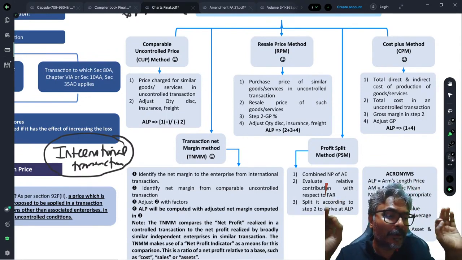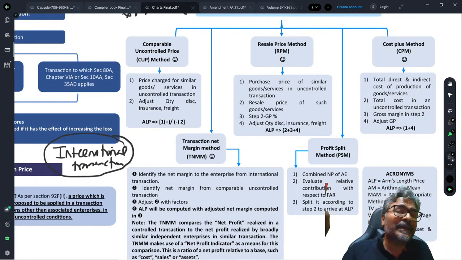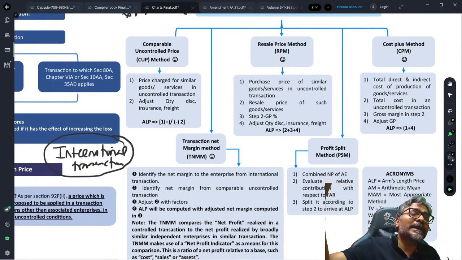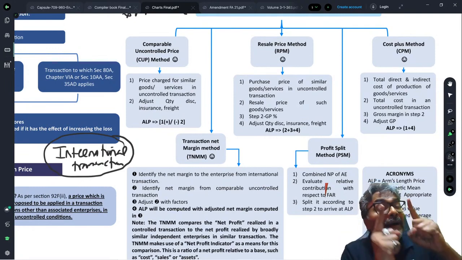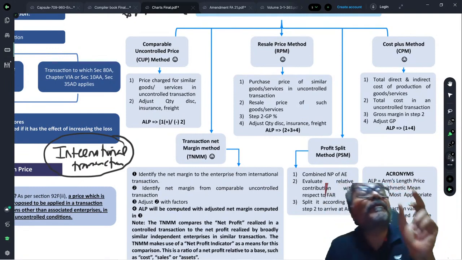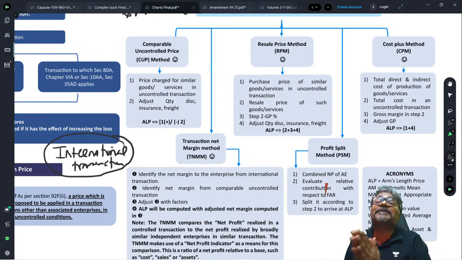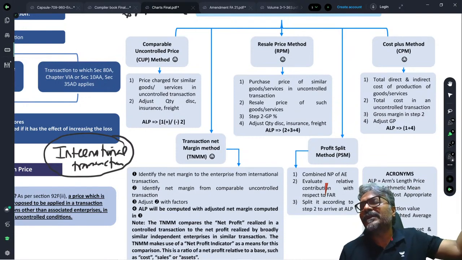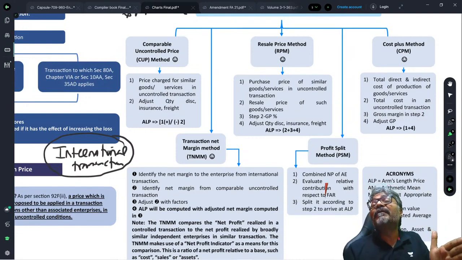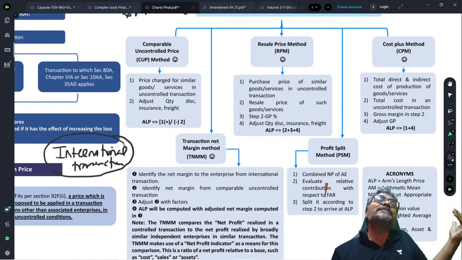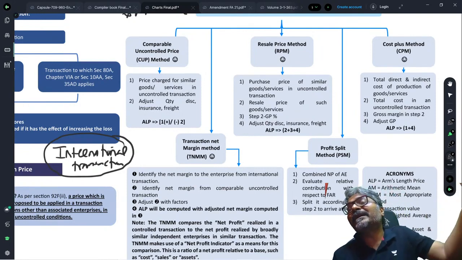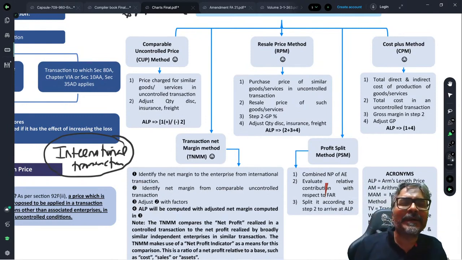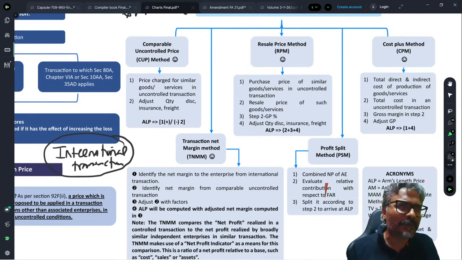Sunny, Amrita, always keep this in mind, that whatever is the price which has been charged in the comparable uncontrolled transaction, that price needs to be adjusted to align with the factors which are there or not there in the international transaction. And that adjustment will finally result into the arm's length price as per the comparable uncontrolled price method. I hope that all of you are clear with this one.